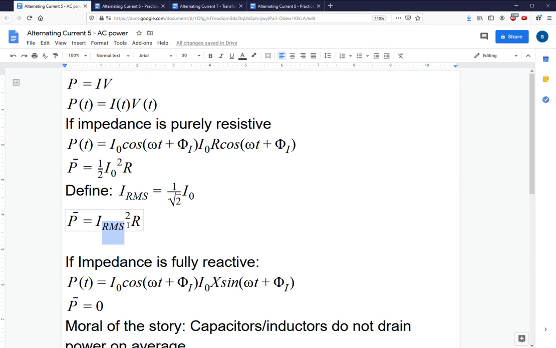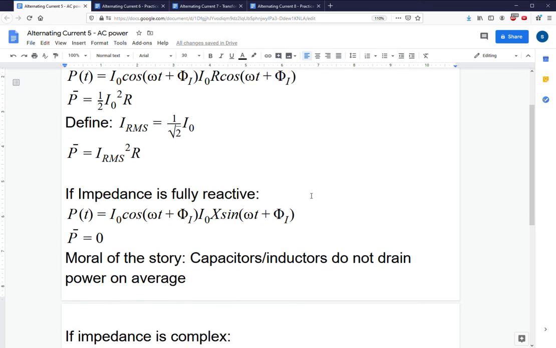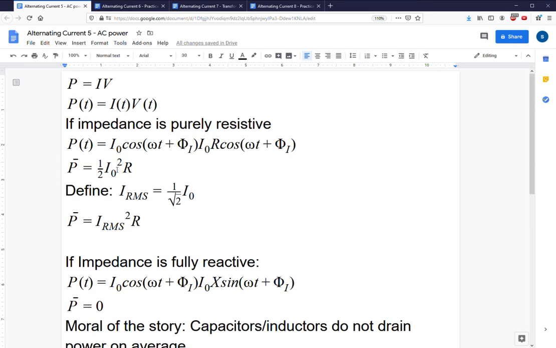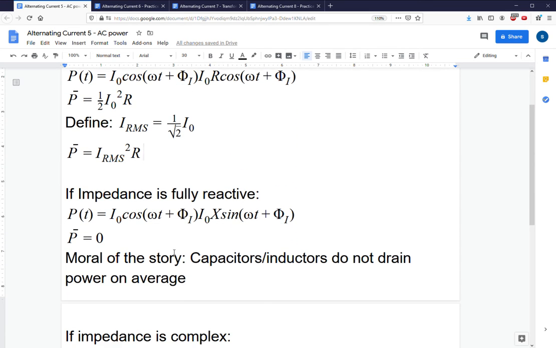Also, current isn't the only thing you can RMS. You can RMS voltage as well. And if you get into signals, RMS happens a lot there. Anyway, slightly off topic. Now let's imagine that our device from before was completely reactive.